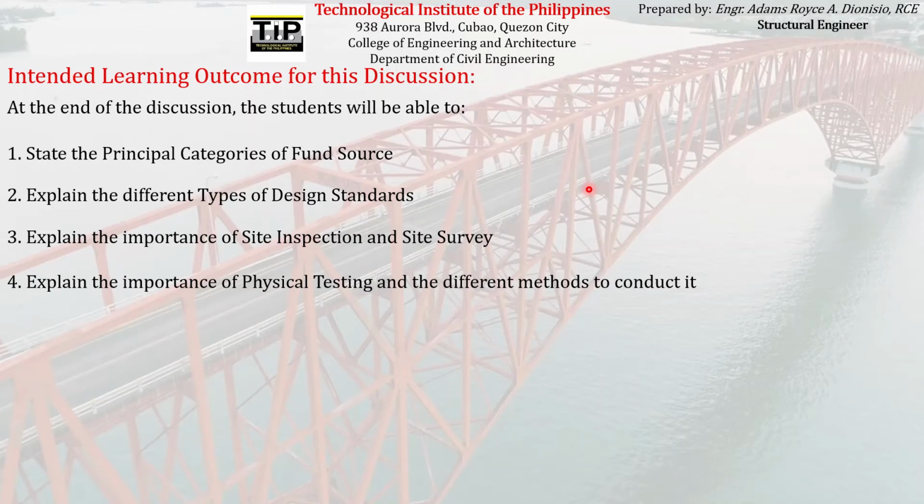So we are now done addressing our first goal, which is for you to be able to state the principal categories of fund source. So now let's move on to addressing our second goal for this discussion, which is for you to be able to explain the different types of design standards.